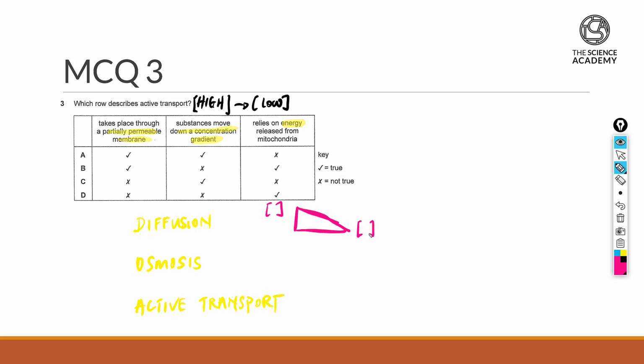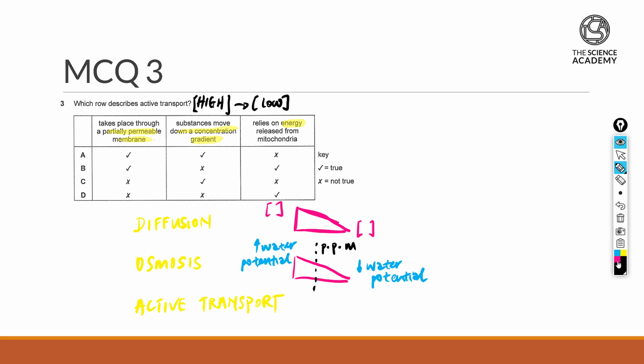Now for the case of osmosis, it's very similar to diffusion in terms of the movement from high to low, but please use the term of a higher water potential to that of a lower water potential. Now, in addition, for the act of osmosis, it requires us to use a partially permeable membrane.